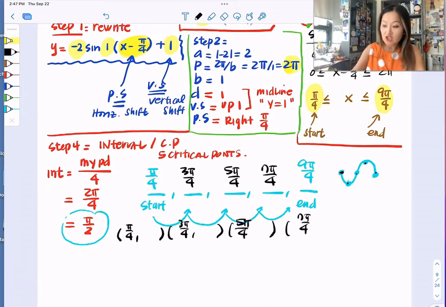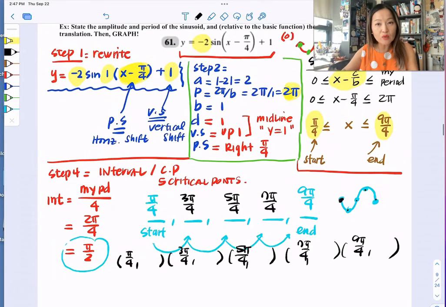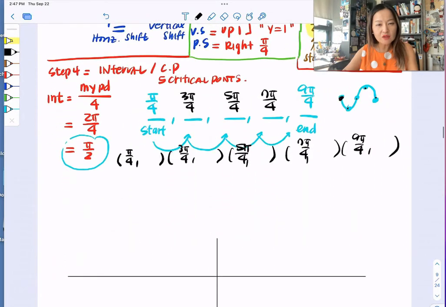7 pi over 4. The actual coordinates, right? 9 pi over 4. Okay, what are the y values? Well, we know for sure that it starts at the mid. What's the midline for this graph? Y equals 1, right? So you know what we're going to do? Let's go to the graph.